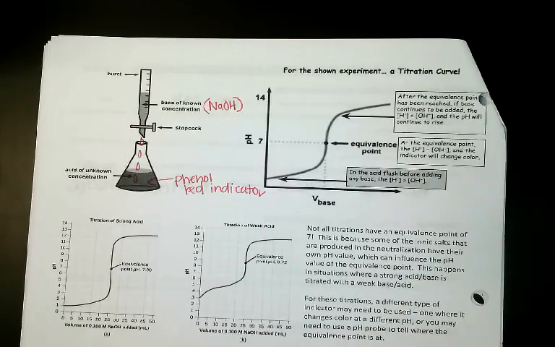At first, it goes pretty fast, but I'm going to explain to you when to slow it down. Because you don't want to go over. If you put too much base in the acid, it turns pink, and you don't know where the equivalence point was. And actually, I can show you on this titration curve.